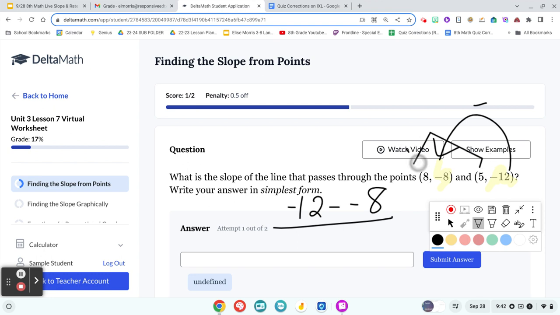Okay, whoa, that's a weird little arrow, but there's my arrow. We're going to start with the 5 because we need to go in the same direction when we're subtracting. I can't handle that. That's an ugly arrow. Okay, try again.